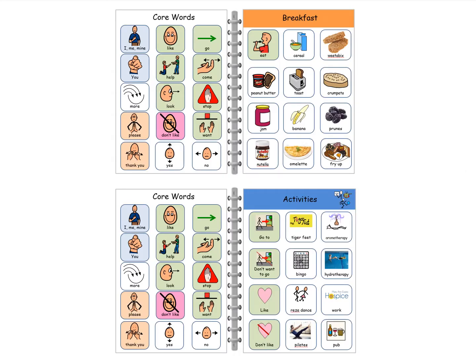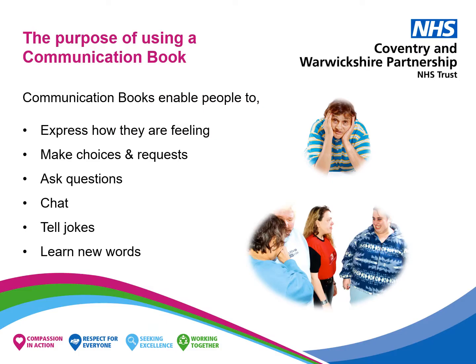This is an example of a communication book. In a typical communication book, core words appear on the left-hand side of each page and topic pages appear on the right-hand side. The purpose of using a communication book: communication books enable people to express how they are feeling, make choices and requests, ask questions, chat, tell jokes, and learn new words.